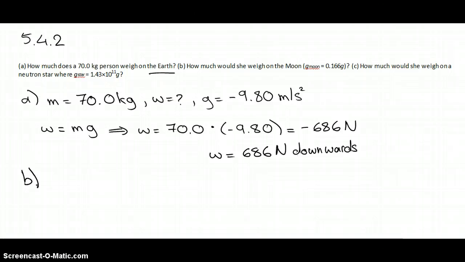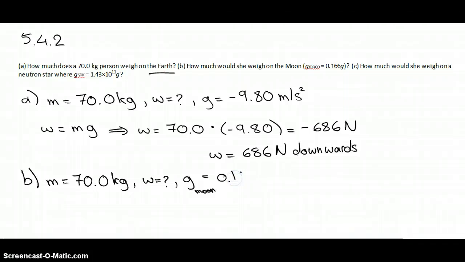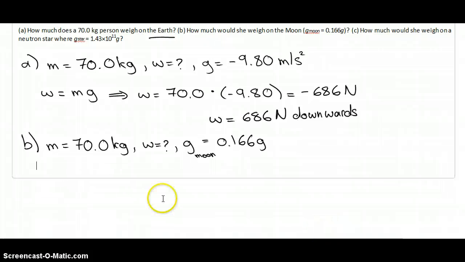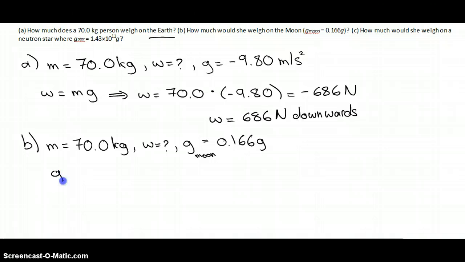Now, B. How much would she weigh on the moon? So we're talking about the same person. Mass does not change because the mass is constant wherever we go. We still want the weight, but now we have the gravity of the moon, and they told us that it's 0.166 g on Earth. So first we find the gravity on the moon.